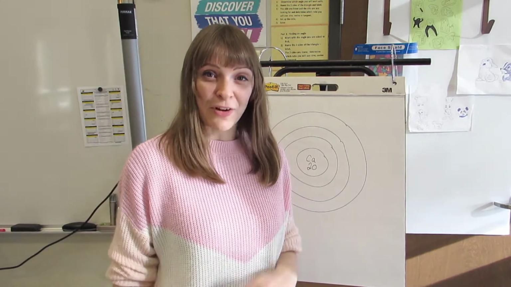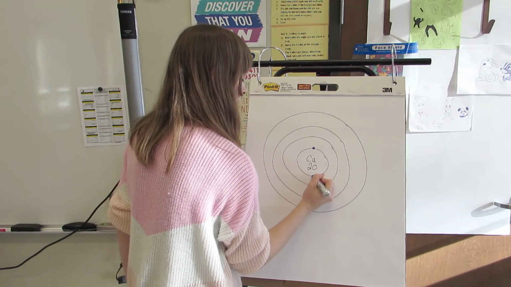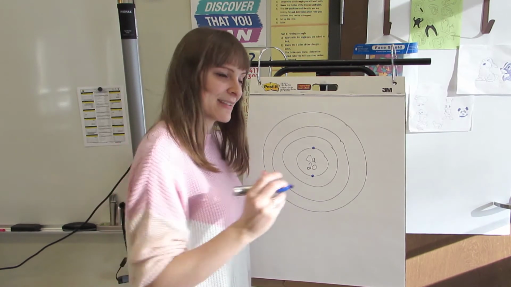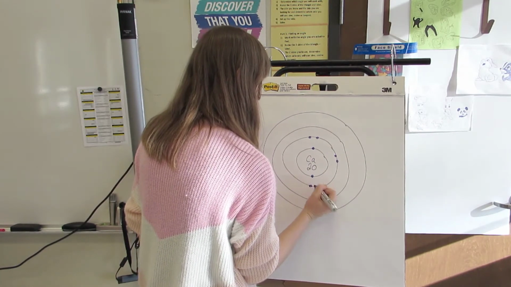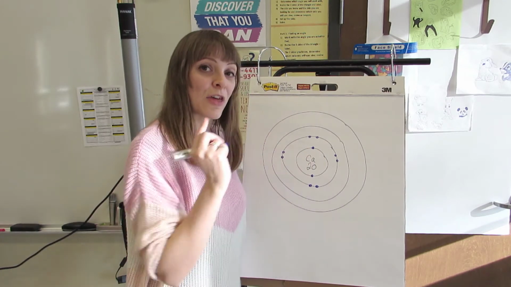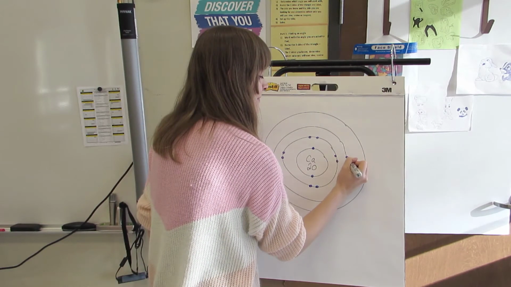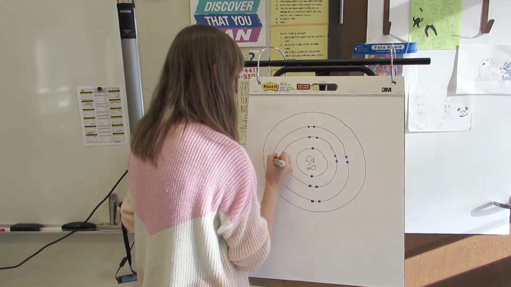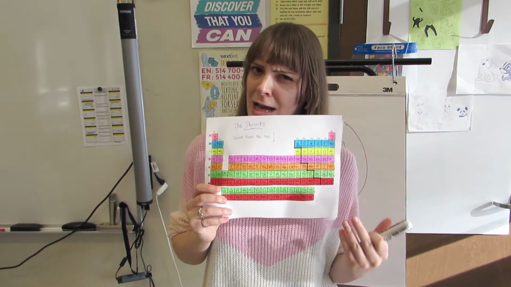We also know the first ring can hold a maximum of 2 electrons. The second ring can hold a maximum of 8 electrons. The third ring can also hold a maximum of 8 electrons. Now, what about the fourth ring? Well, that's where things get a little bit complicated.